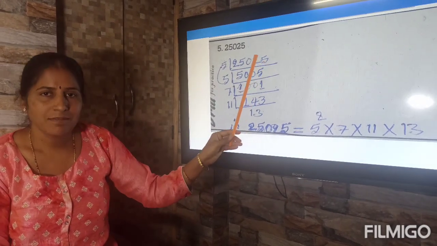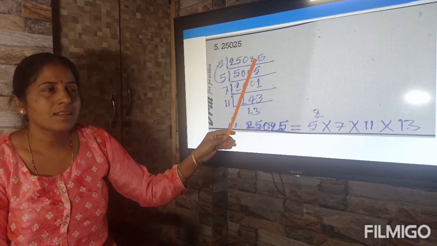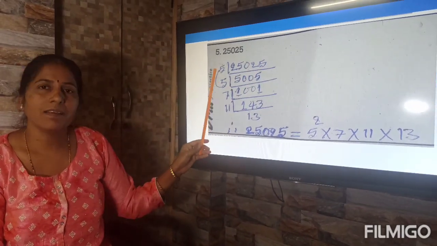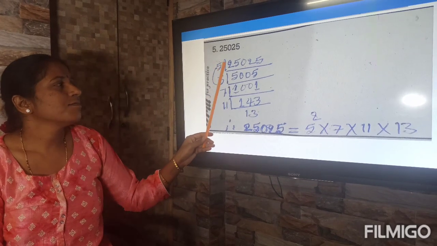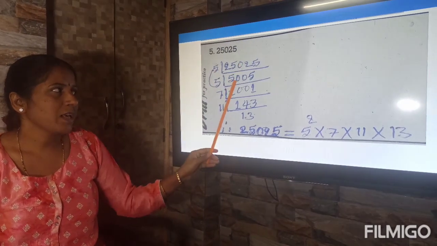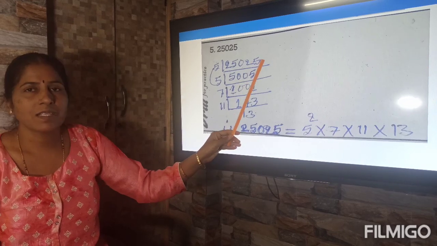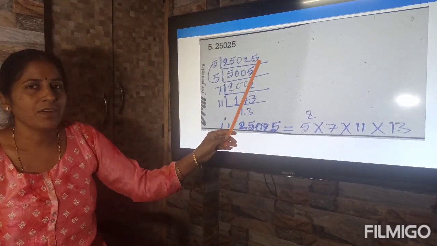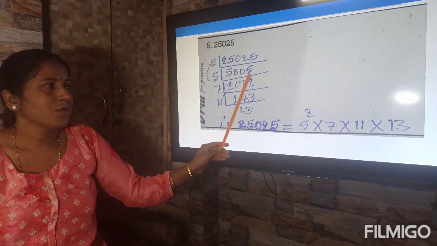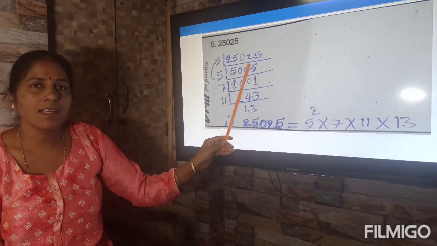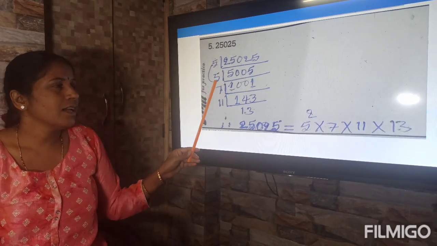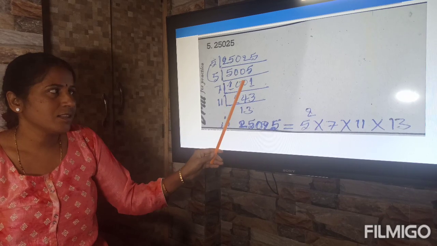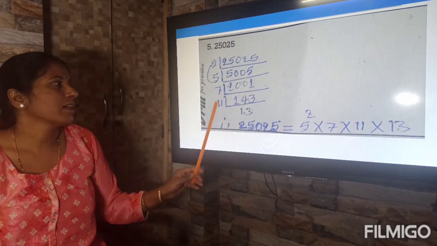Then the last digit 5 is there. If the last digit is 5 or 0, we can divide by 5 directly. Then 5 5s are 25, 0 as it is. This 2 also we can't divide. Again we have to keep 0. Then it became 25. 5 5s are 25. We got 5005. Then again divide by 5. 5 ones are 5, 0 as it is, 0 as it is. Again 5 ones are 5.